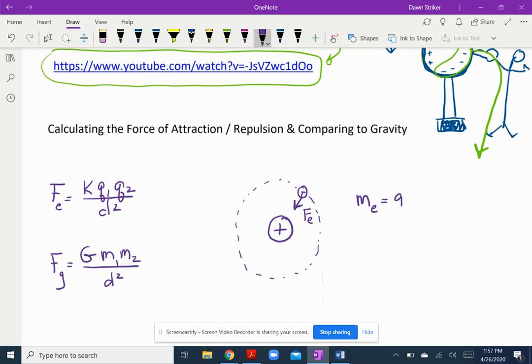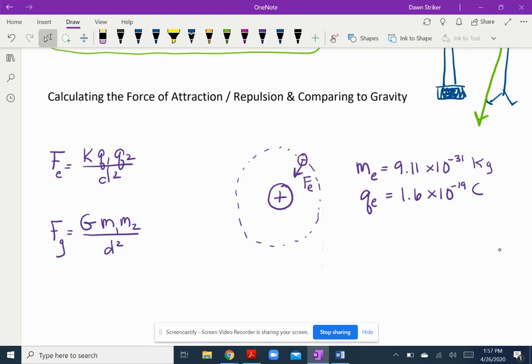The mass of the electron is 9.11 times 10 to the negative 31 kilograms. The charge of an electron is 1.6 times 10 to the negative 19 coulombs, and it is negative. It's a negatively charged particle, but the size of the charge is 1.6 times 10 to the negative 19 coulombs. What about the proton? The mass of the proton, much bigger, is 1.67 times 10 to the negative 27 kilograms. And the charge of the proton is the same as the charge of the electron. It's just positive.